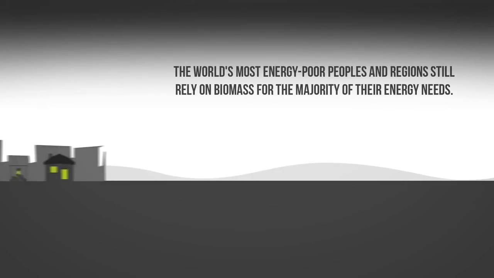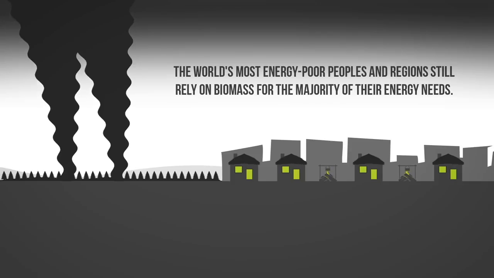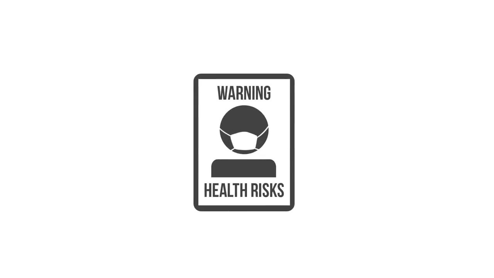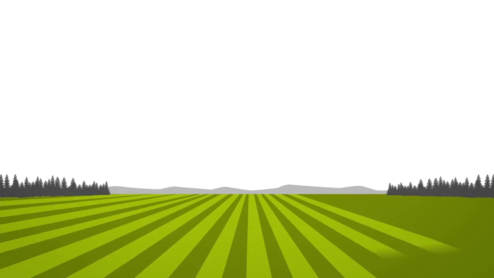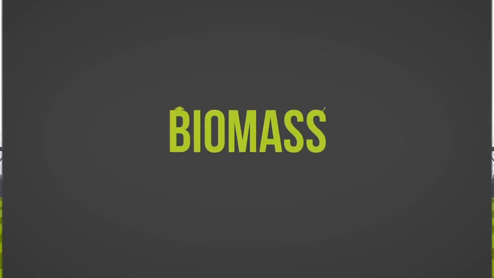The world's most energy-poor peoples and regions still rely on biomass for the majority of their energy needs. The lack of appropriate ventilation mechanisms for burning biomass is a major health concern and contributes to short life expectancies in much of the developing world. Concerns associated with biomass also go beyond human health. Depending upon the source of biomass used, deforestation, cropland degradation, and land use alteration can all be relevant issues associated with biomass. That's biomass.